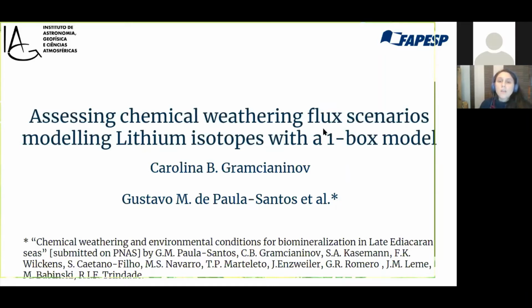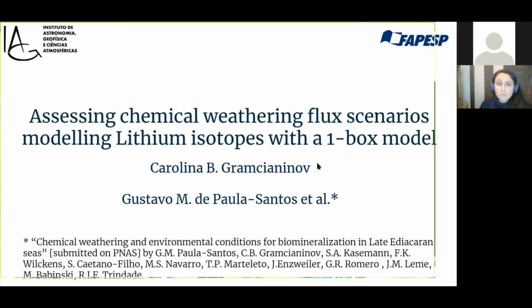And so this work has had the contribution of many institutions. First the University of Campinas, also the University of São Paulo, where we have people from IAG as well as people from the Geoscience Institute. And we also have people from the University of Bremen in Germany working on this article that we produced with this model.